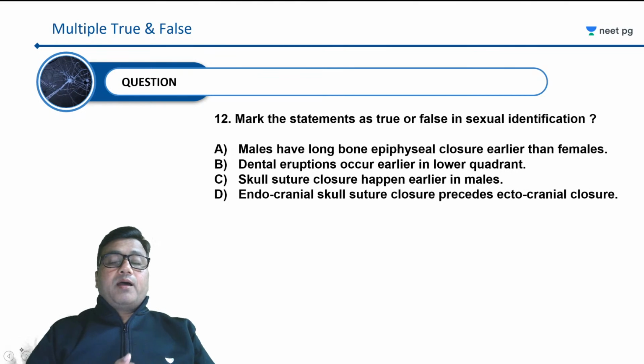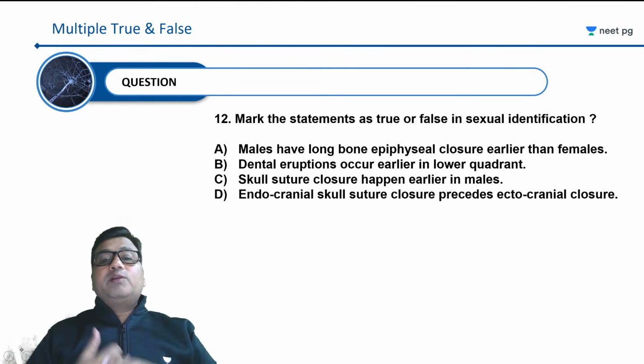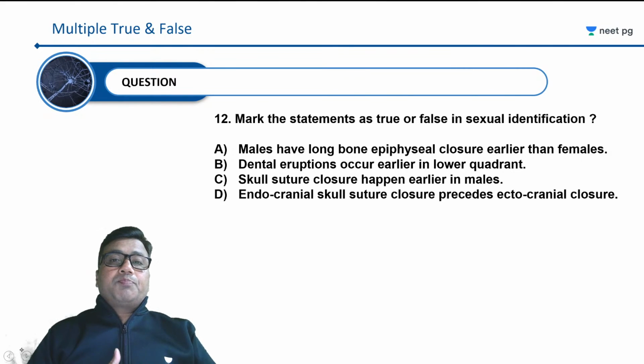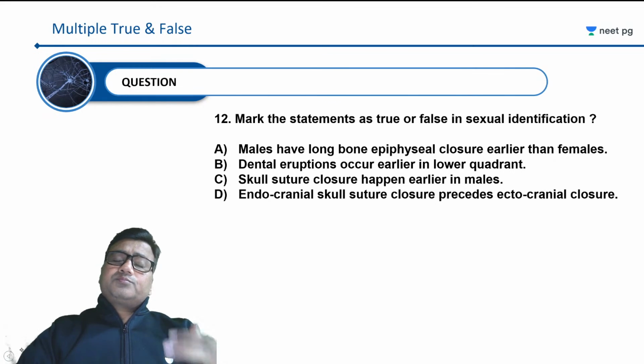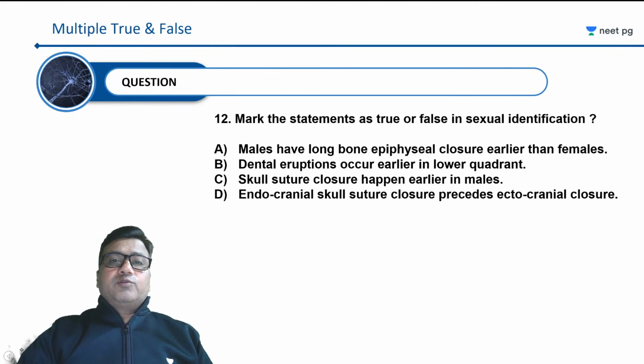These kind of multiple true and false questions used to come earlier in PGI kind of examination, but now that all examination has been combined into one single one, IMI CET, but still we are expecting some questions in those format also to be multiple true and false. So let's try and do this pattern also.